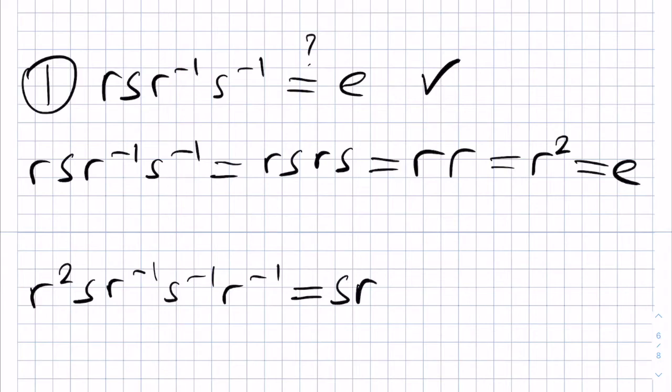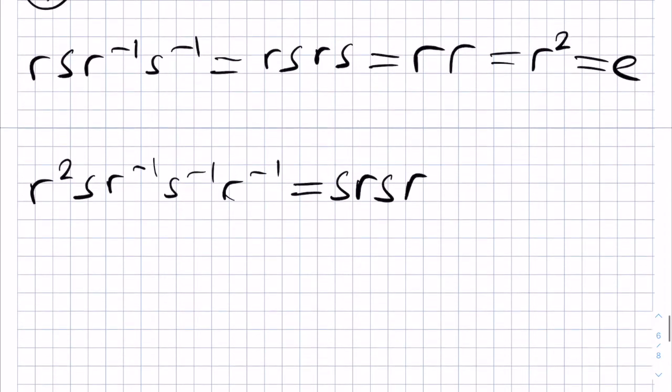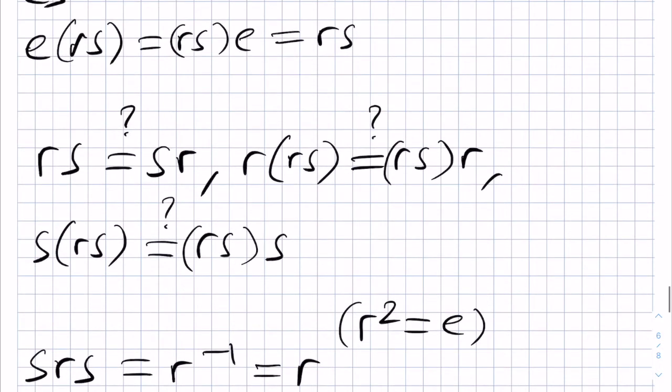get SRS, and then the R inverse on the end here is also an R in this group, and so we have this, and this includes an SRS, which we can replace by an R, and so we have R times R from the SRS, which gives us R squared, which gives us E as we desired. And so therefore, R times RS is the same as RS times R.